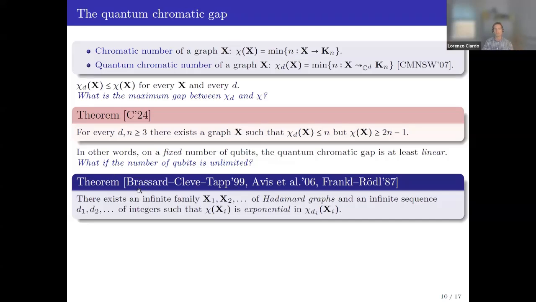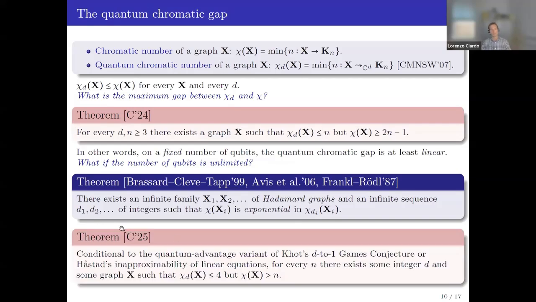So this follows from a theorem by Brassard, Cleve, and Tapp, Avis et al., and then a theorem on the classical chromatic number of Hadamard graphs by Frankl, Rödl. So there is a family of Hadamard graphs, an infinite family, and an infinite family of positive integers, such that the chromatic number of these graphs grows exponentially in the quantum chromatic number. But here the key point is that the dimension of the Hilbert space is also growing. So if I allow the number of qubits to be unlimited, then there is at least an exponential gap.